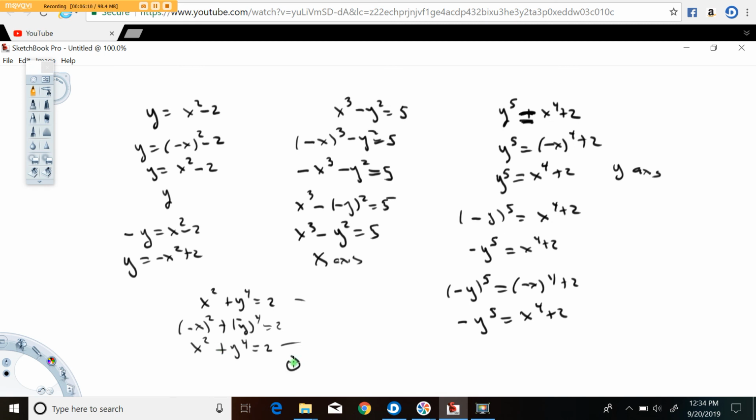By the way, I'll leave this as an exercise to the reader, but if you test this for both x and y-axis symmetry, you're going to get all of it. So anyway, this video is just intended to be kind of an introductory video on how to apply these tests.